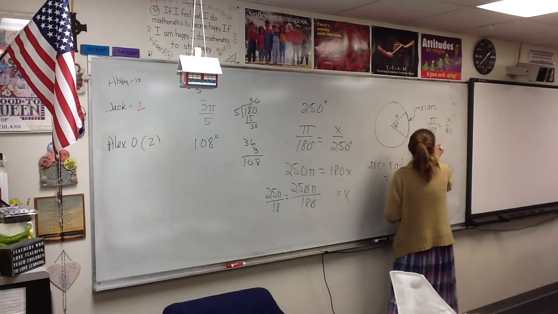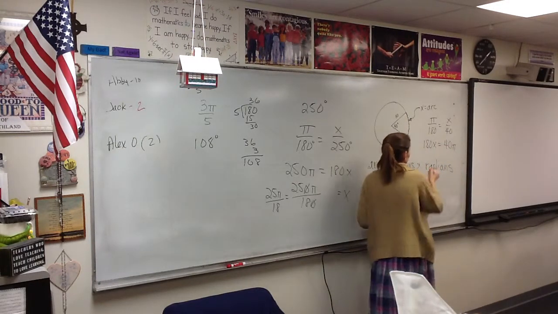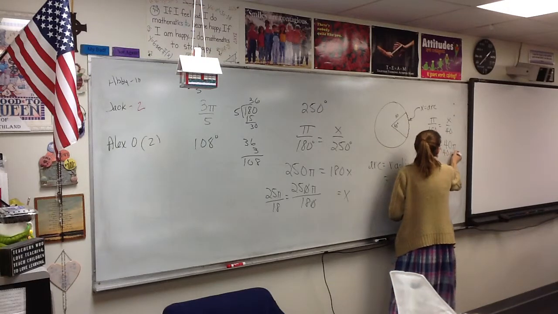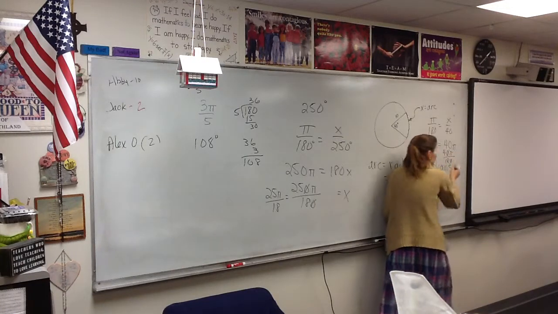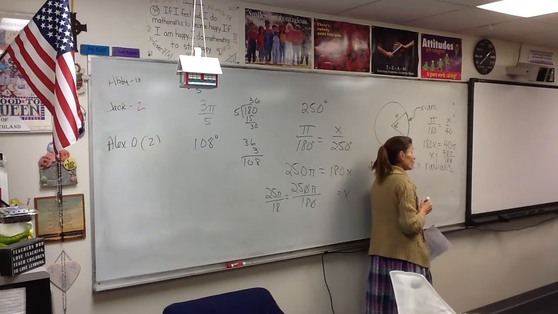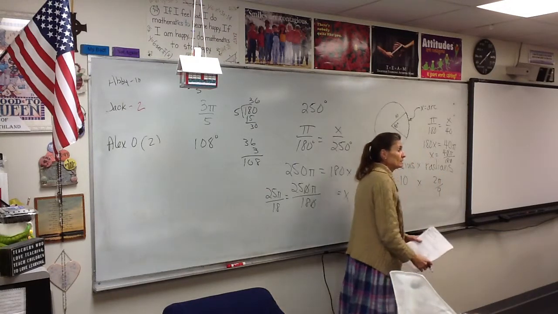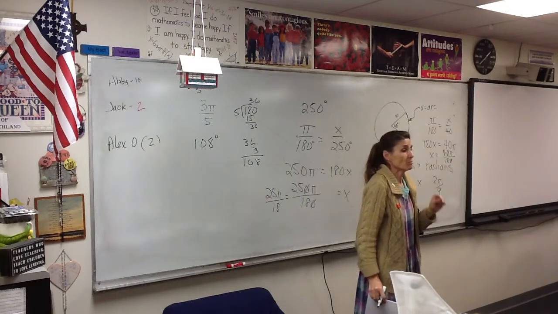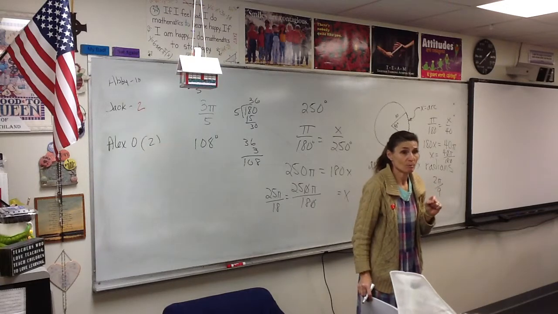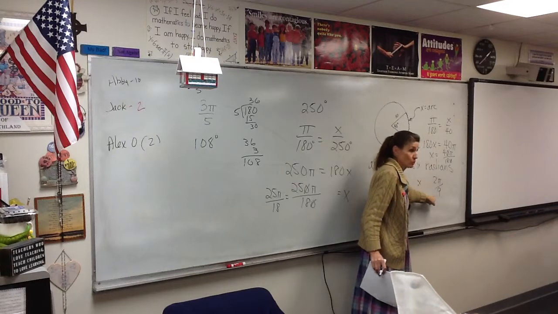So 180x equals 40 pi. And x is going to equal 40 pi over 180. Let's reduce that. The zeros go away. Does 4 over 18 reduce to 2 over 9? Now, somebody's gonna get all excited with 2π/9 and put that in the answer blank. That's not the answer. That's the radian measure, right?